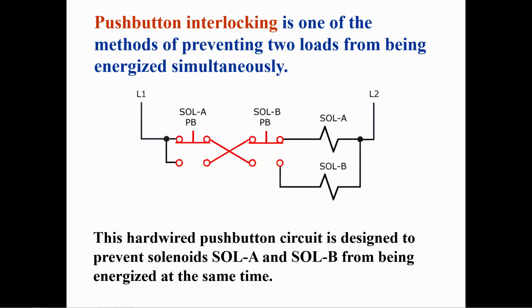If while solenoid A push button is pressed and A is energized, pressing solenoid B push button will de-energize solenoid A but not energize solenoid B until solenoid A push button is released. Solenoid B will operate the same way. It will only be energized if solenoid B push button is pushed and solenoid A push button is not pushed.